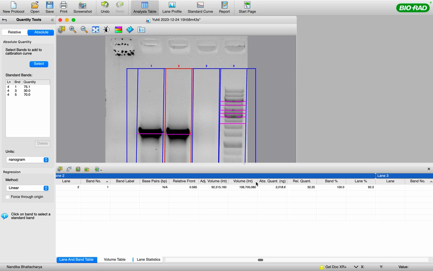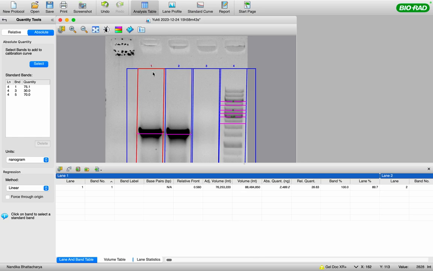Okay, so what it's done here, we see absolute quantity in nanograms. Based on the reference we've given, how much quantity has been calculated in our band. It is saying that there are 3000 nanograms, or 3 micrograms, of DNA in this band.